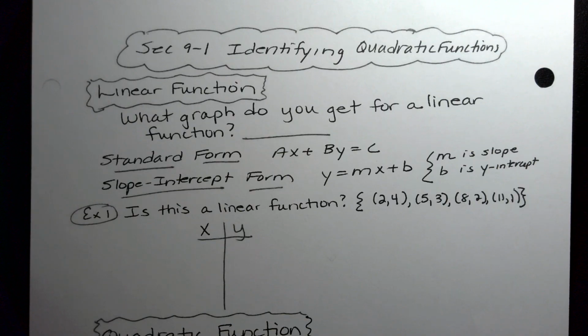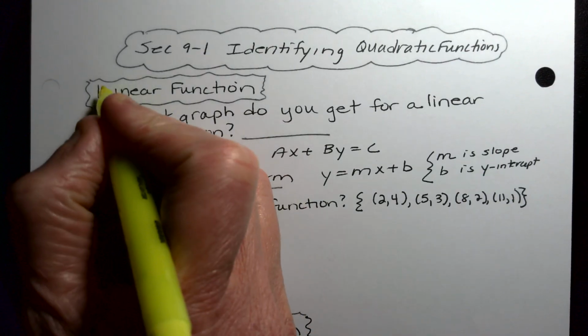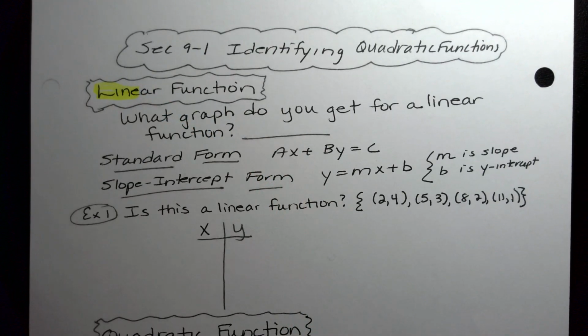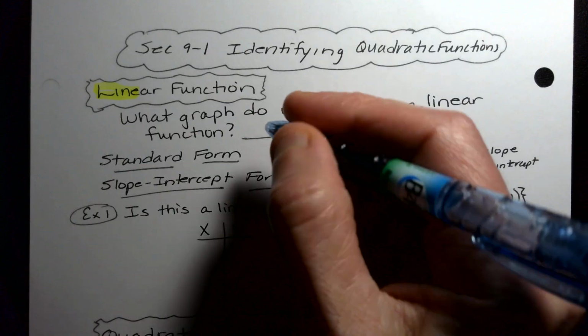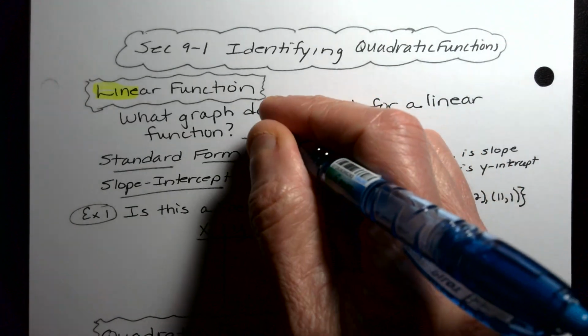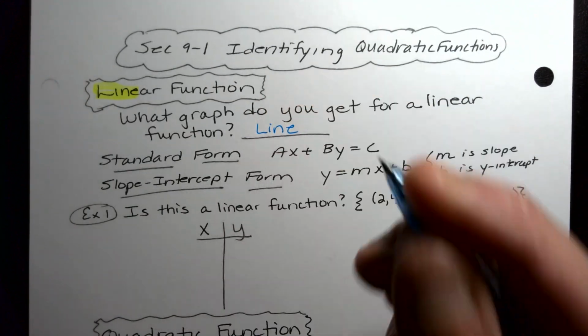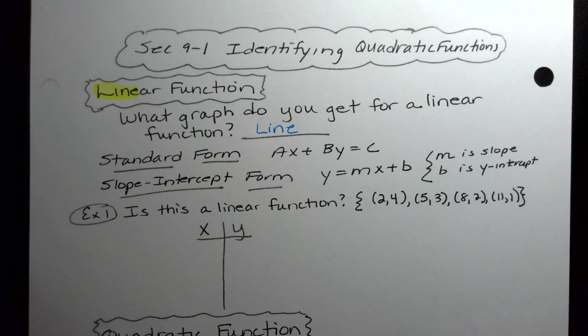So you have now spent a lot of time working with linear functions. What graph do you get when you have a linear function? I hope you said line. There's nothing else I've taught you. You get a line when you have a linear function.